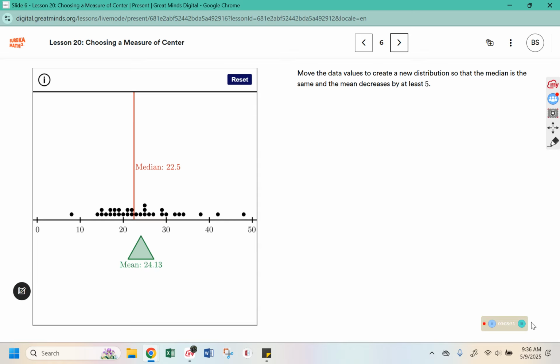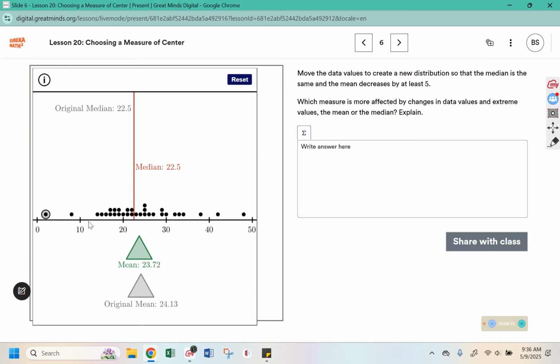Move the data values to create a new distribution so the median is the same and the mean decreases by at least 5. So it needs to be down to 19.13. 24 minus 5 would be 19. So the median needs to stay the same, but the mean decreases. So we want the median to stay the same, so we're going to leave all the points on the left still on the left side, but we need to decrease the mean by moving them farther down.